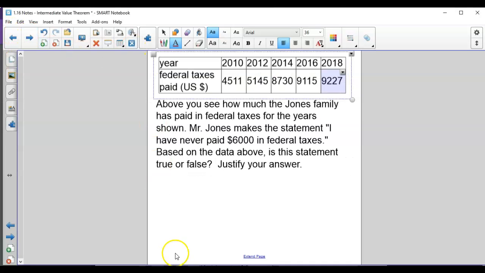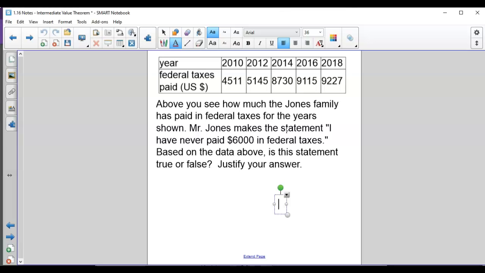However, if we look over here at this situation, you can see how much the Jones family has paid in federal taxes for the years shown. So we see 2010, they paid $4,511. Each year it appears that their income is increasing, or their taxes are increasing at least, probably due to income increasing. And we see each year it looks like this is increasing, and Mr. Jones is going to make the statement that I have never paid $6,000 in federal taxes. Based on the data above, is the statement true or false?